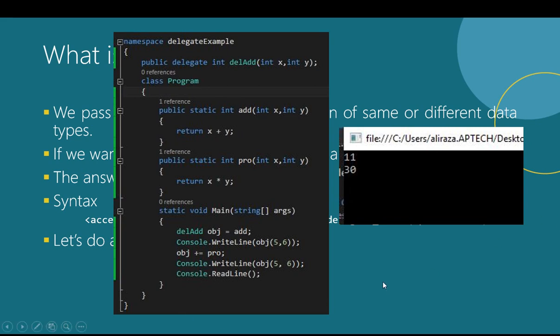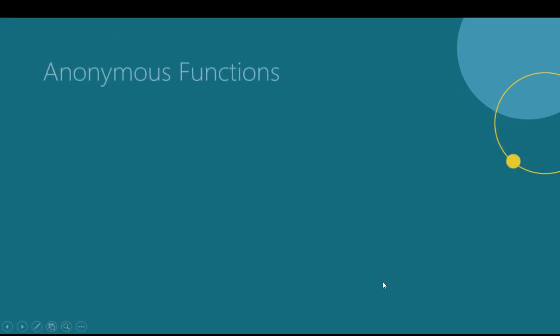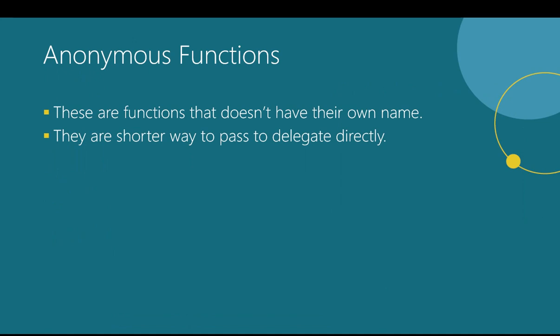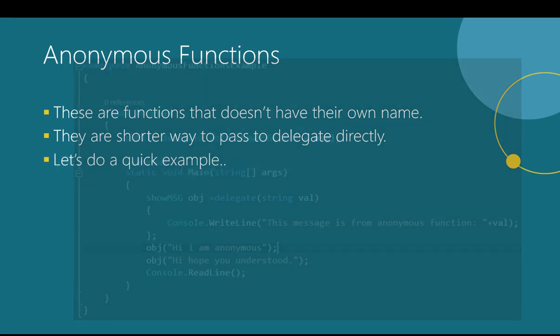Now let's continue further. When we are dealing with delegates, there is a terminology that comes into the context, that is anonymous functions. Anonymous means unnamed, or a function without a name. Okay, so instead of creating the whole function that we have seen in the previous example, you can directly create a function without any name directly to the delegate. So that's a shorter way to pass function to a delegate. Let me show you an example.